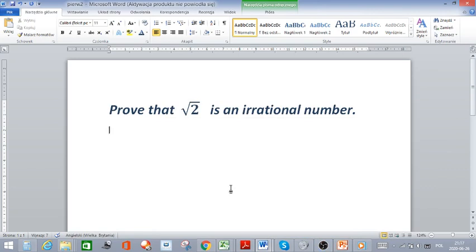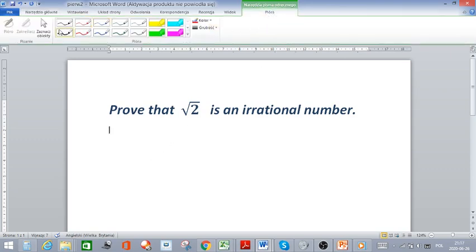In this video I will show the proof that the square root of 2 is an irrational number, and I will do it by using the method of contradiction. So we are going to make an assumption. The assumption will be that the square root of 2 is a rational number.